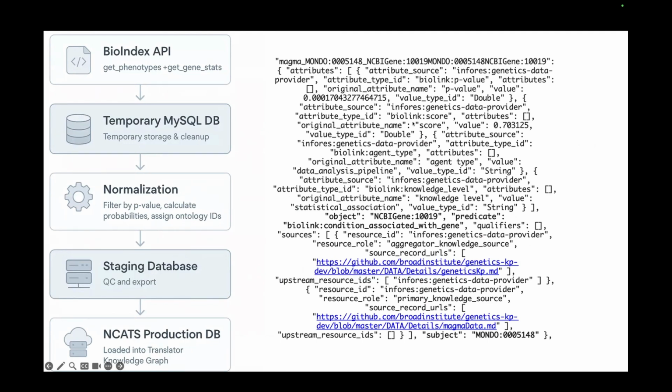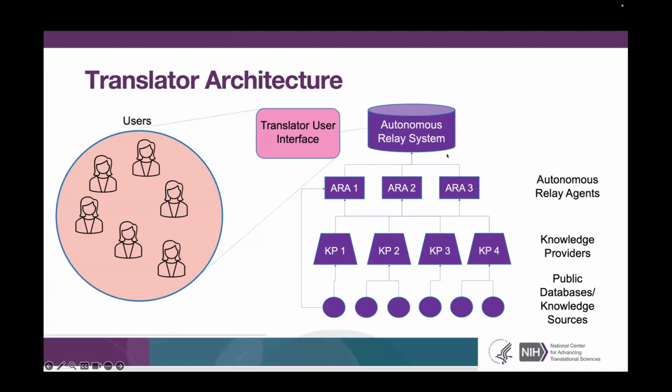This is actually what a single edge looks like in the BioLink model. You can squint here, but you have an object, which is your gene. The condition associated with gene is what BioLink allows us to provide as a link to the subject, which in this case is a disease. I forget which Mondo term this is, which disease that is. But that's basically what we're contributing to Translator. Our data gets folded in alongside the other KPs, and then users can query it via the Translator user interface.